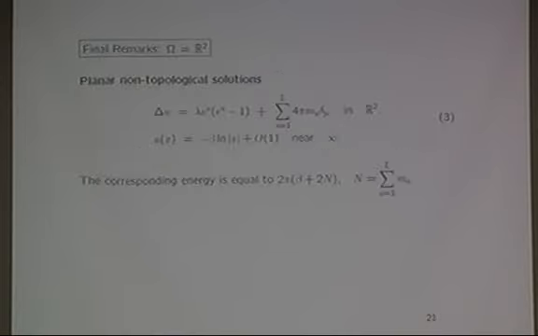Finally, I would like to mention some existence results for planar non-topological solutions when the domain is the whole space R2. In this case, we impose non-topological boundary conditions on U, and elliptic estimates show that U behaves like a logarithmic function near infinity. So we have the same equation, but a slightly different boundary condition near infinity. And in this case, the corresponding energy is equal to 2 pi multiplied by beta plus 2n. N is still the sum of multiplicities.